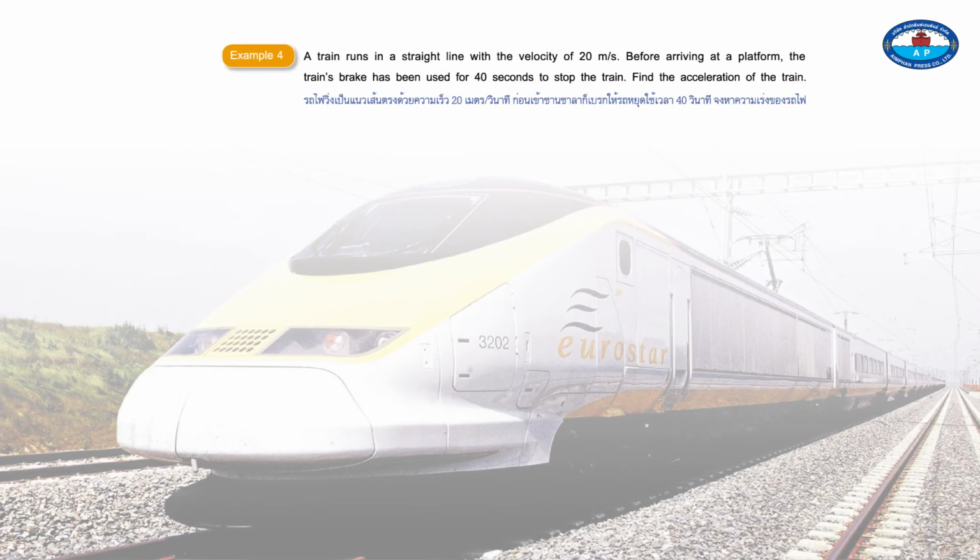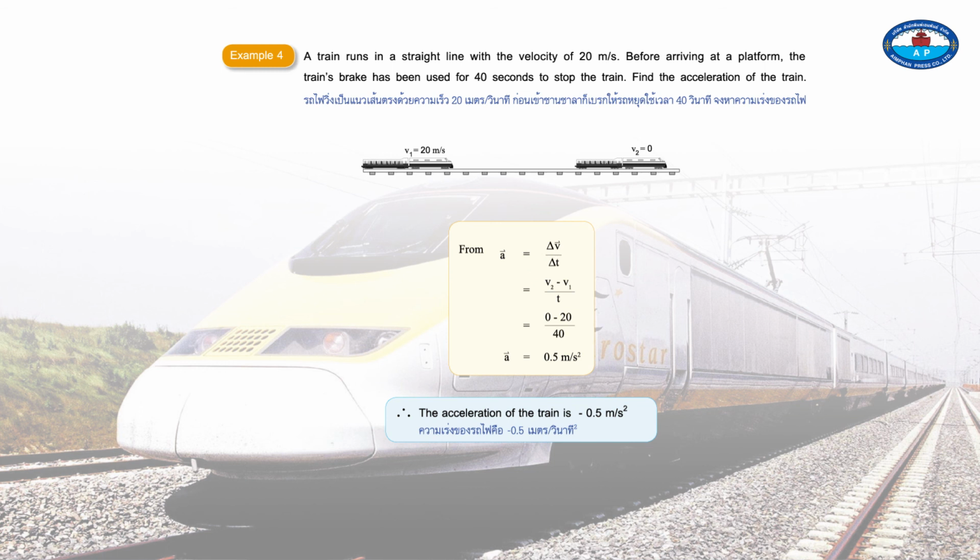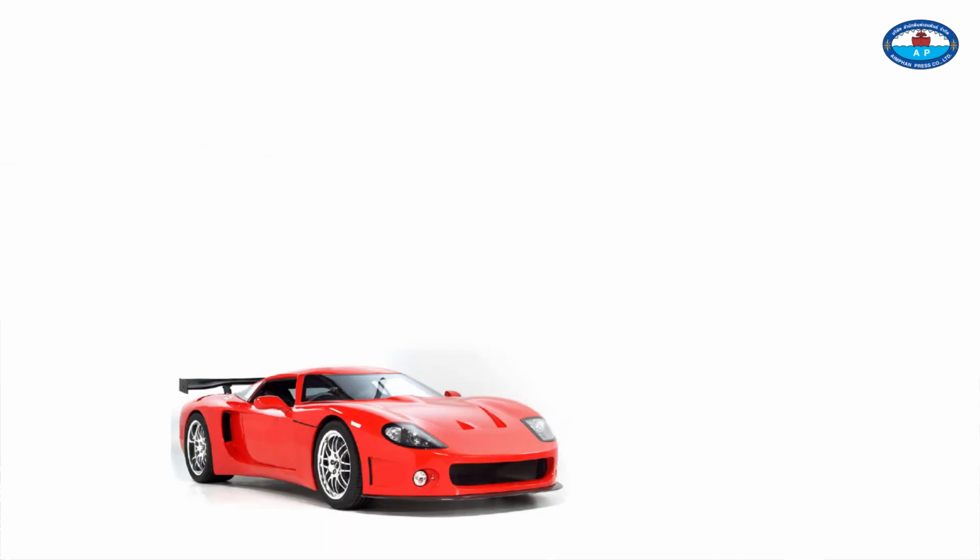Example 4. A train runs in a straight line with the velocity of 20 meters per second. Before arriving at a platform, the train's brake has been used for 40 seconds to stop the train. Find the deceleration of the train. The deceleration of the train is negative 0.5 meters per second squared.